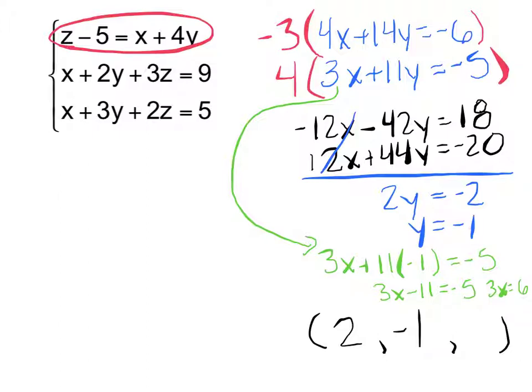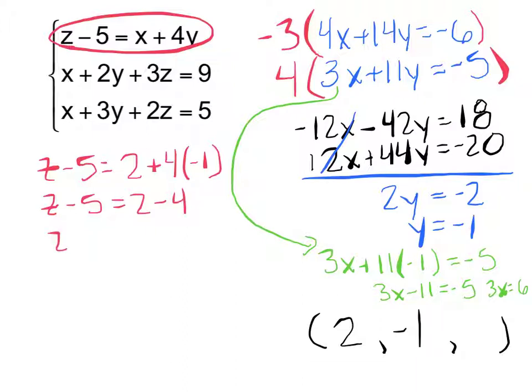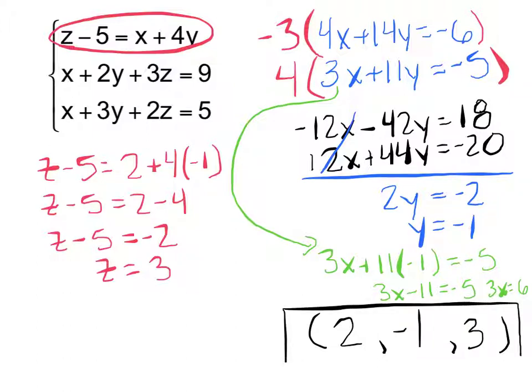So we can plug in the number for x, we can plug in the number for y, and then we just need to use some algebra to find z. So z minus 5 is x, which is 2, plus 4 times y, which is negative 1. So z minus 5 is 2 minus 4. Z minus 5 is negative 2. Add 5 to both sides, so you get z is 3. Add that to your ordered triplet, and we have our final answer. These planes intersect at the point 2, negative 1, 3.